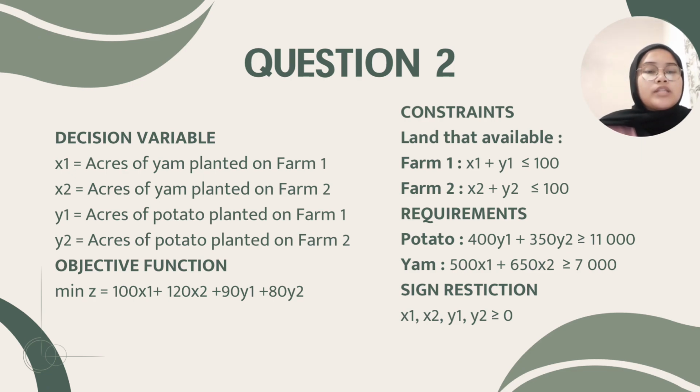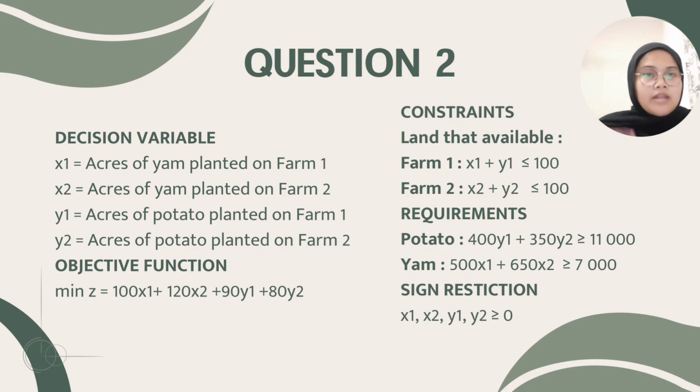Okay, so the constraints consist of land that is available, since the question says that each farm has 100 acres available for cultivation. So for constraints we have farm 1: x1 plus y1 less than or equal to 100, and farm 2: x2 plus y2 less than or equal to 100. Then the requirement, it says from the question that there are 11,000 kgs of potato and 7,000 kgs of yam must be grown.